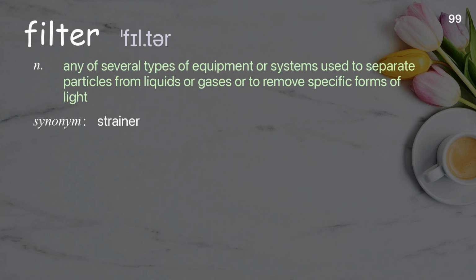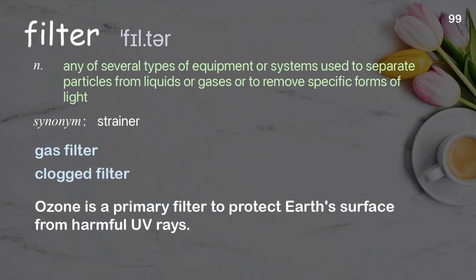Filter. Any of several types of equipment or systems used to separate particles from liquids or gases or to remove specific forms of light. Examples: Gas filter, clogged filter. Ozone is a primary filter to protect Earth's surface from harmful UV rays.